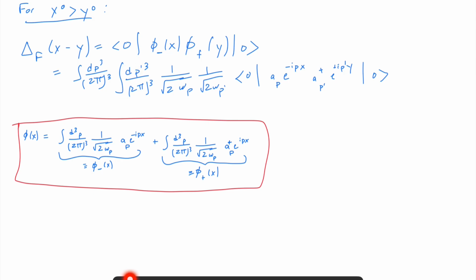And this is the integral. I just have to change, because these are two integrations going on, I have to change p to the dummy variable p prime over here. So d³p' over (2π)³, and that's this guy over here.